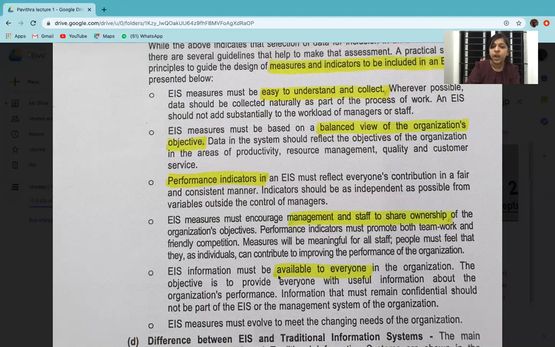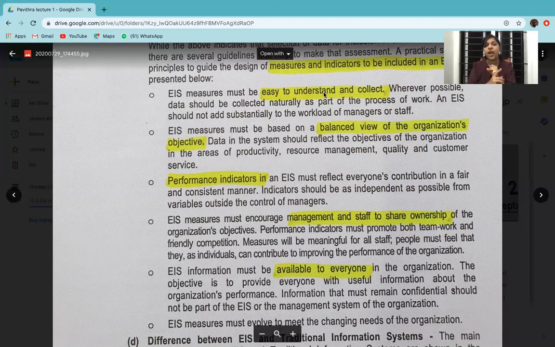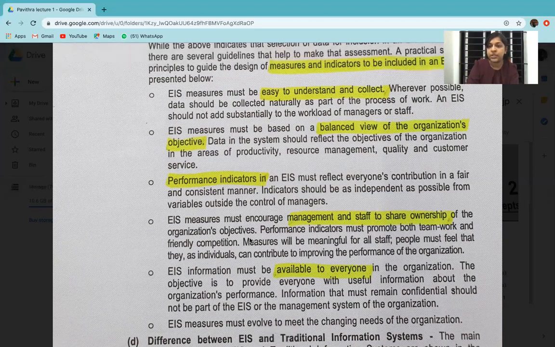And EIS must be available to everyone. One is that it should be easy to understand and collect. It should have a balanced view of the organization, and the performance indicators must reflect everyone's contribution. It must encourage the management and staff to share ownership and should be available to everyone. These are the measures and performance indicators. So we look at it again: easy to understand and collect; balanced view; performance indicators reflecting everyone's contribution; and management and staff must feel they belong to the organization, and it should be available to everyone.